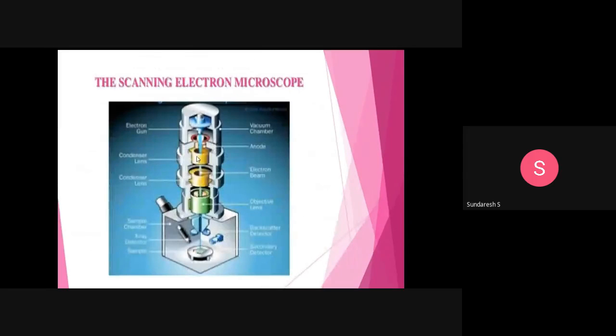How the SEM works. The SEM uses electrons instead of light to form an image. A beam of electrons is produced at the top of the microscope by heating a metallic filament. So you have a metallic filament. When you heat it, it releases the electrons. The electron beam follows a vertical path through the column of the microscope. It makes its way through the electromagnetic lenses, which focus and direct the beam down towards the sample. So this is the lens system over here. Once the electrons are produced in the electron gun and maintained in the vacuum chamber, they pass through the condenser lens, which focuses this electron beam towards the sample surface.